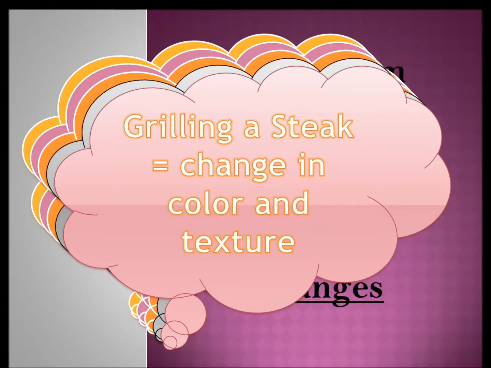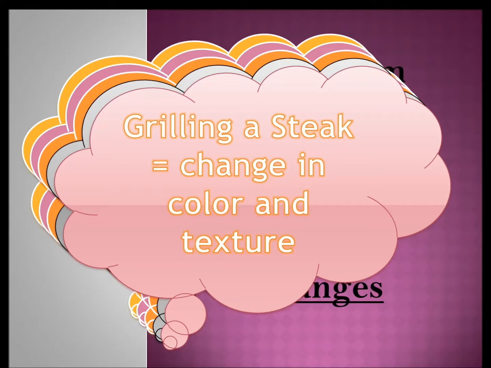How about cooking? Now we're not talking about chopping up that salad like before, but we're talking about cooking with heat. That is a chemical change. So my example to you is grilling a steak. You take a red piece of meat, put it on the grill or in the frying pan, and you see it change color, goes from red to brown. You also see it change texture.